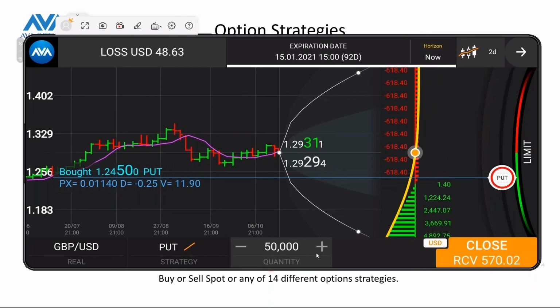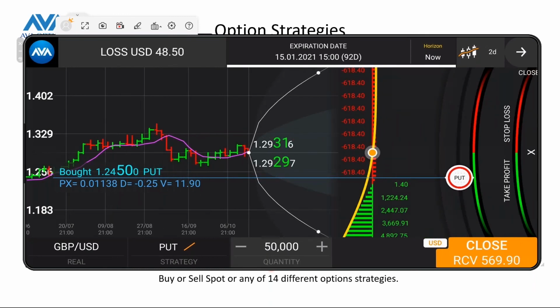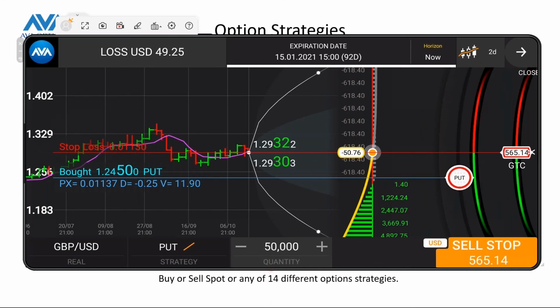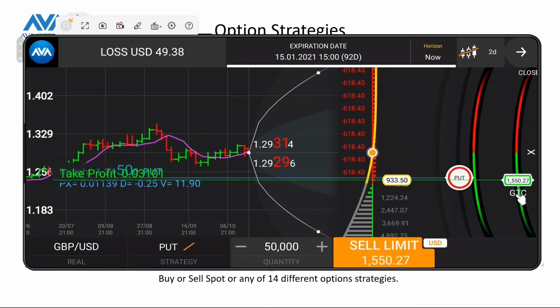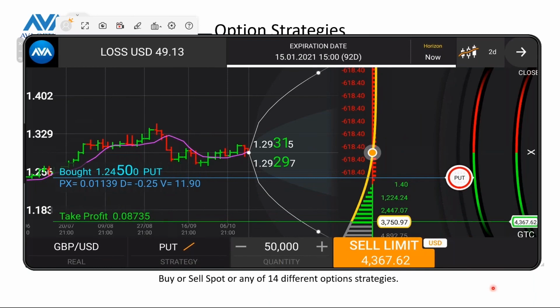So I have 50,000 left. I want to put in a limit. I click the word limit. You see this here on the right side? Click the word limit. And now I can say, if the market goes higher, I want to sell. So if I can get $4,300, or more accurately, 870 pips for this thing, I want to take profit.